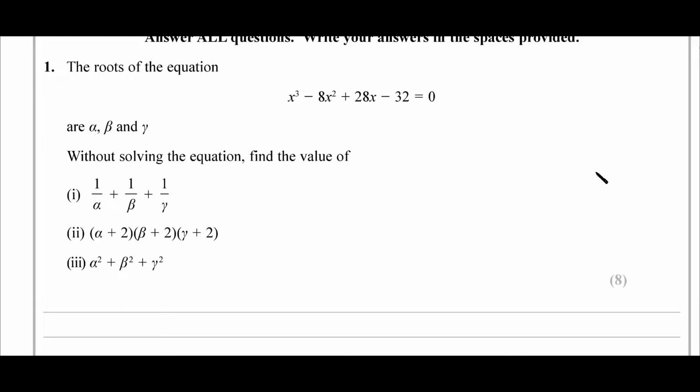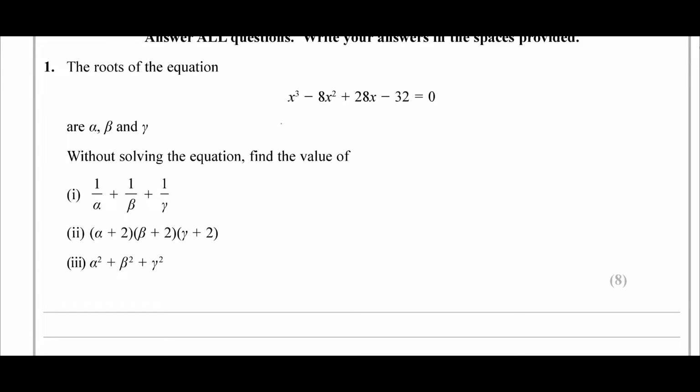Question 1. The roots of the equation x cubed minus 8x squared plus 28x minus 32 equals 0 are alpha, beta and gamma. Without solving the equation, we have to find the value of, for the first part, 1 over alpha plus 1 over beta plus 1 over gamma. Well, for question 1, it would first of all make sense to find out the sum of the roots, the pair sum, and the product.